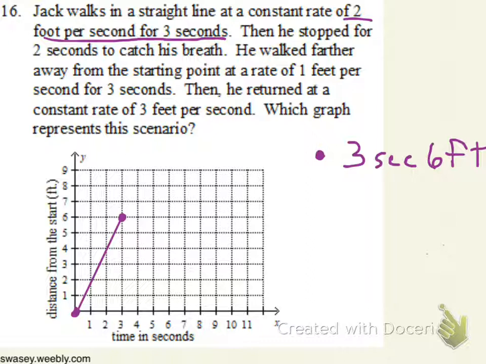Then he stopped for 2 seconds. When he stopped, the distance does not change. So our next movement is 2 seconds, no feet. So this forms a horizontal line segment. And so we should be at (5, 6).